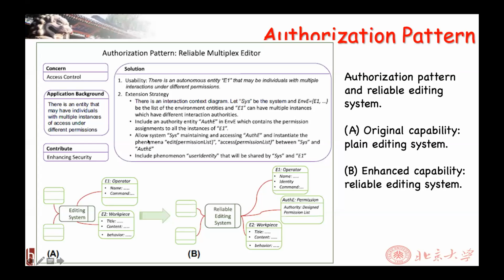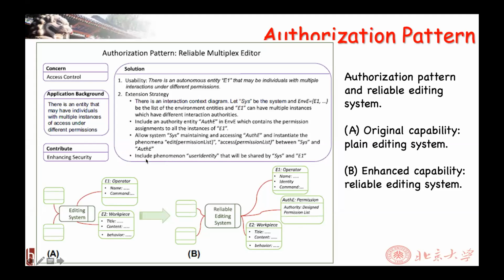And the third point: allow the system to maintain and access the permission entity. The system needs to be able to edit the permission list, and also access the list. So in this interface, the system can have two operations: one is editing the permission list, and one is accessing the permission list. So we include a new entity and also a new interface with this entity.